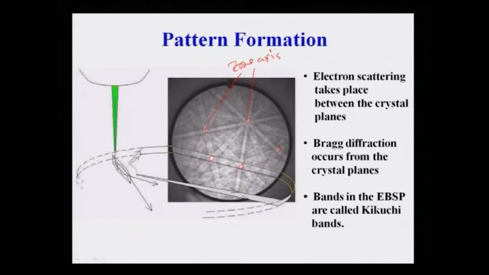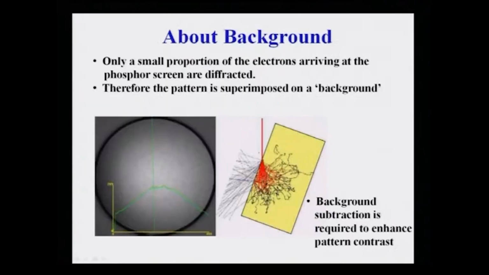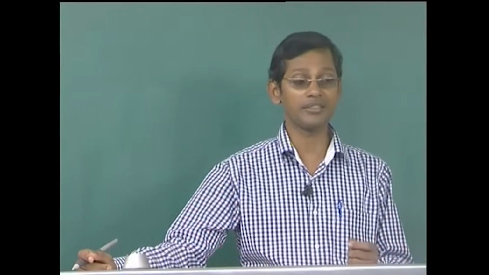So, one can actually index the zone axis using a proper indexing scheme, again using Bragg's law. Well, that is what is called a general one, so that we can get a very nice diffraction pattern. But at the same time, one must understand that all the backscattered electrons which are falling on the sample may not produce the scattering which will be detected by the screen. Therefore, only a small proportion of the electrons arriving at the phosphor screen are diffracted.